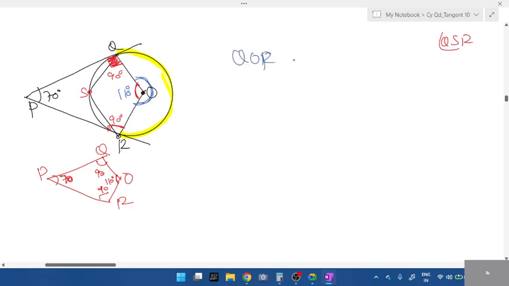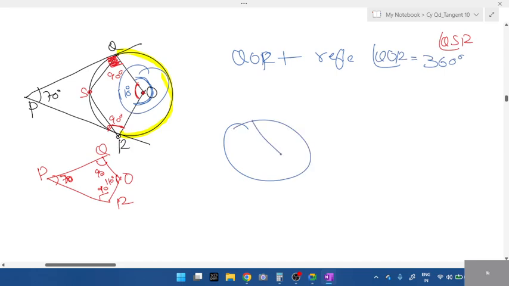So angle QOR. Those who don't know, no problem. We'll do it on Monday. Angle QOR plus reflex of QOR is equal to 360 degrees. I'm talking about this entire part. This is 110. The entire value is 360. 360 minus 110, you'll have 250. And the angle formed on the circumference is half of that. So we use the reflex angle concept here. 125 degrees is the answer.